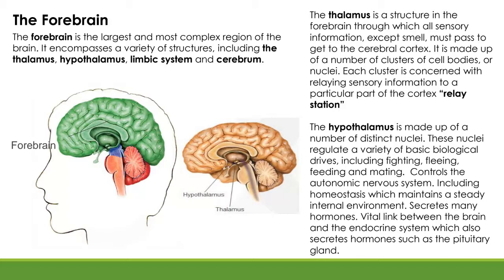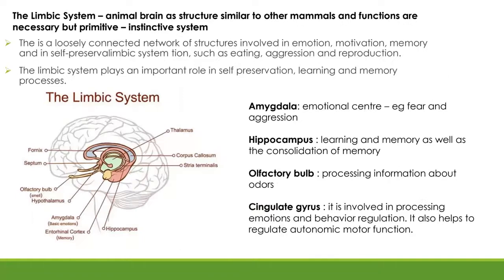So when it comes to the endocrine system and secreting hormones in our body, it's the hypothalamus that is the important part of our body that regulates all those hormones that run through us. So it's a vital link between the brain and the endocrine system, and it regulates the pituitary gland. So that's what the hypothalamus does, thalamus and hypothalamus.